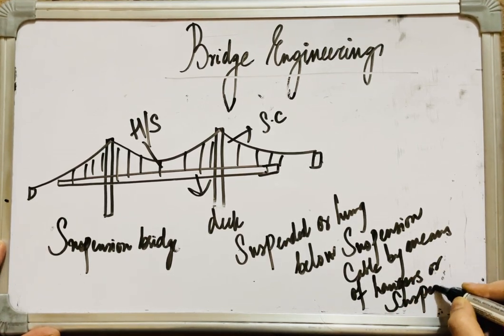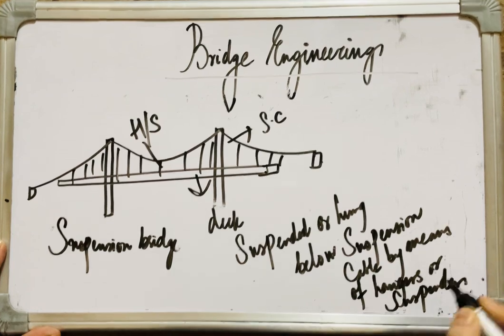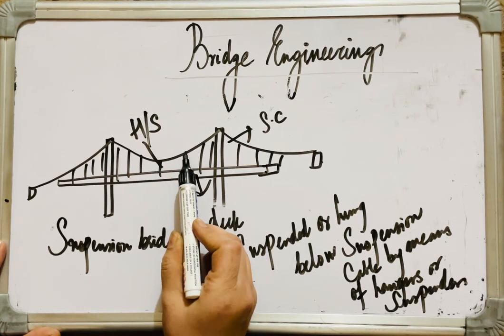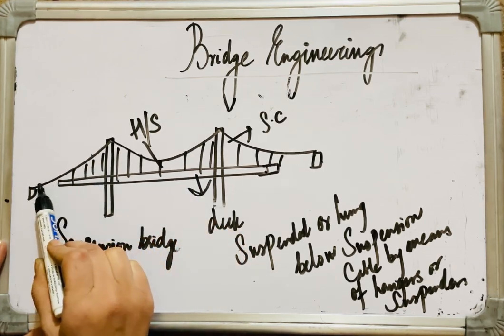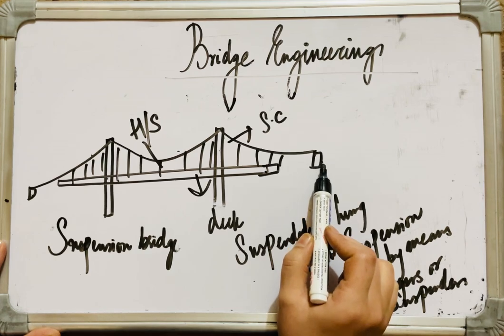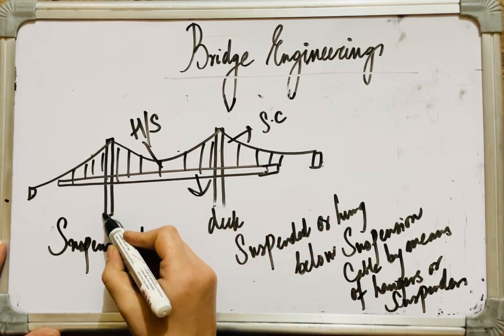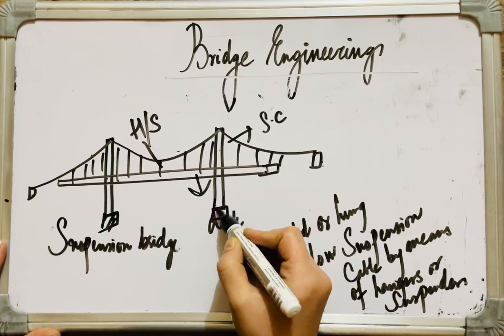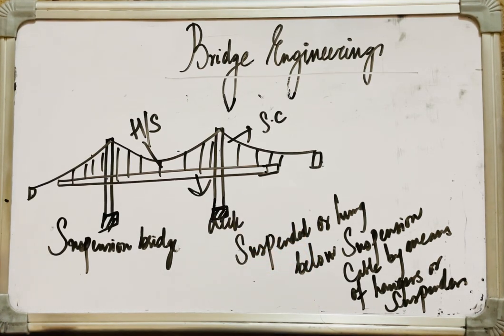And the vertical loads from the bridge deck are first transmitted to these hangers, then from these hangers to the main cables, suspension cables, and then to these towers and the anchorages, and then subsequently to the foundations below, because these towers remain essentially embedded in the foundations.